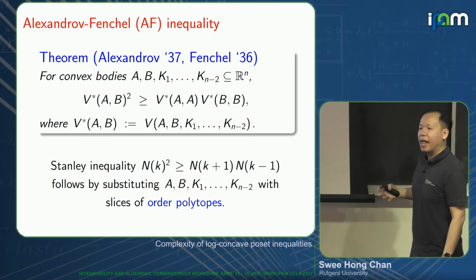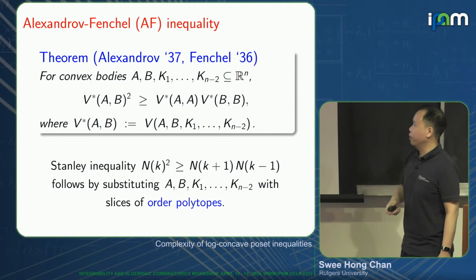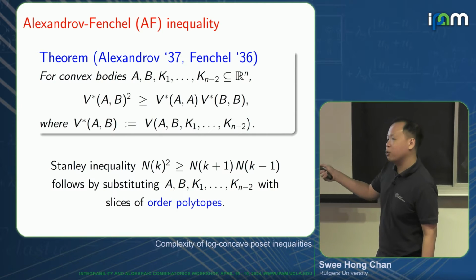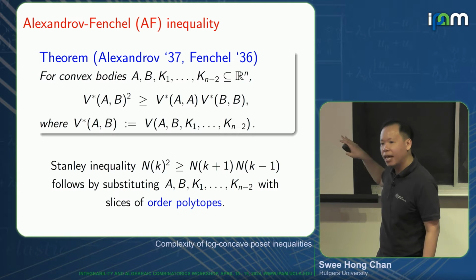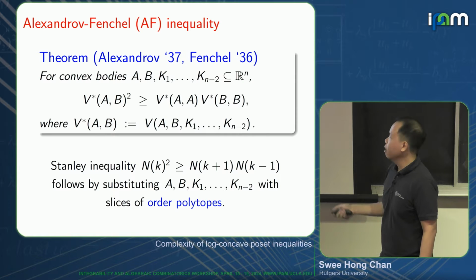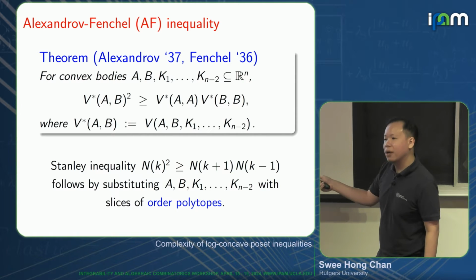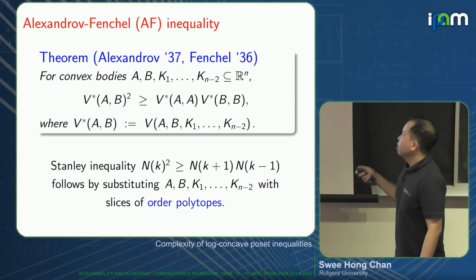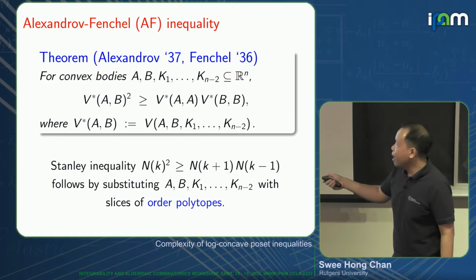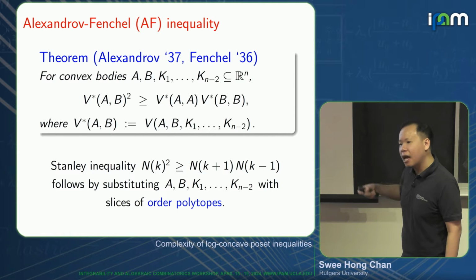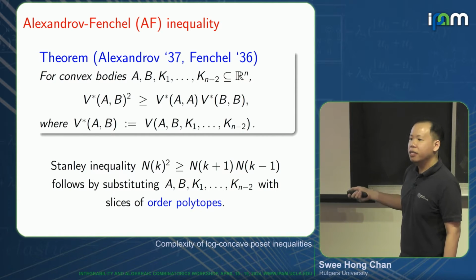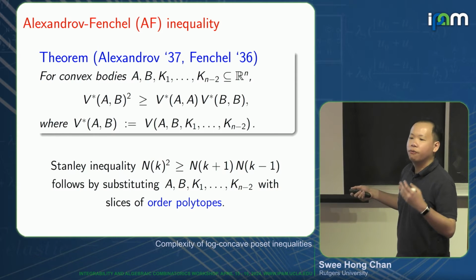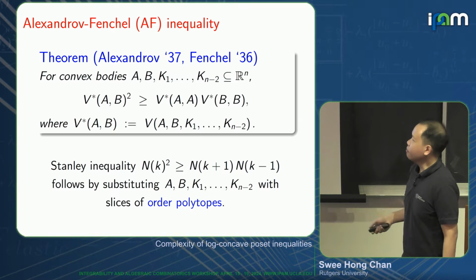log-concavity appears in the mixed volume in the following natural way. First, we need to fix K1, K2 up to Kn minus 2. We fix the last n minus 2 convex bodies, and we only allow the first 2 convex bodies to vary. Let V star be this mixed volume. It then follows that V star AB squared is greater than V star AA times V star BB. This is what we think of as log-concavity for the mixed volumes.